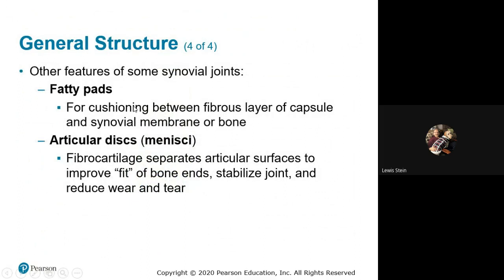Other things, fatty pads, cushioning, you see those in a number of areas. And here are the articular discs, also in the knee, not the only area. And effectively, what it does is it increases frequently range of motion, what we call degrees of freedom. Does it contribute to stability? Somewhat, particularly when you look at the knee.